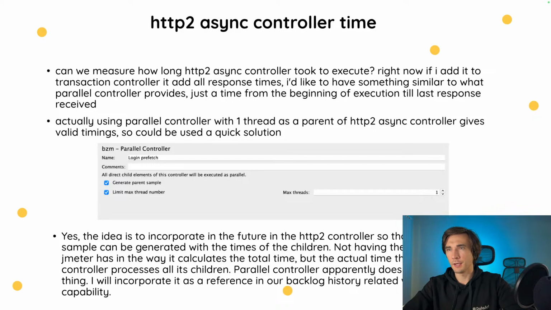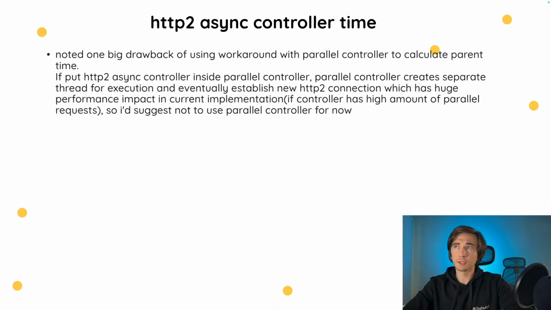Yes, but you have one big problem. The correct calculation will be added somewhere in the future for the plugin itself. But I found it worked with the parallel controller as a workaround. But when I was analyzing the Charles data, I noticed that when you're using the parallel controller, you are creating a separate thread again, and it's bad behavior to create extra connections, and it also has a big performance impact.